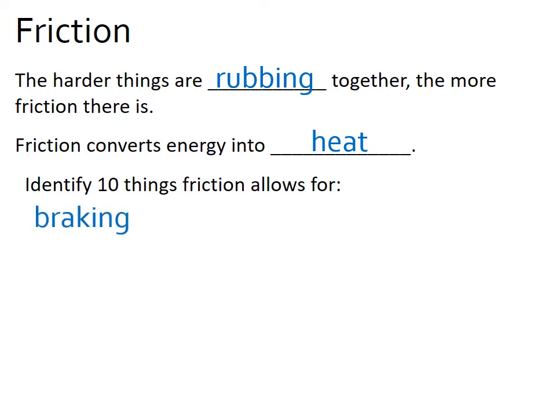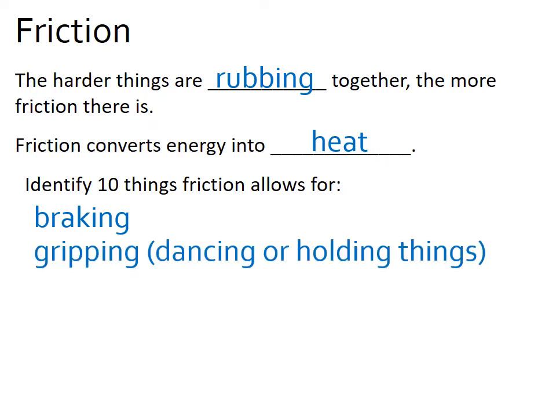Braking. It's pretty tough to brake if your tires can't grip the road. Gripping. Well, that allows for things like dancing. Otherwise, every time we tried to turn, we'd fall down. Or for holding things, like if I want to have a glass of water, my hand has to be able to grip the glass. If it can't grip, the glass is just going to slide through onto the floor, and then I will have spilt my drink, probably milk, and there'd be no use crying over that.